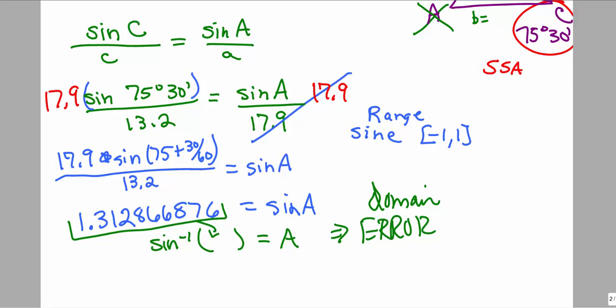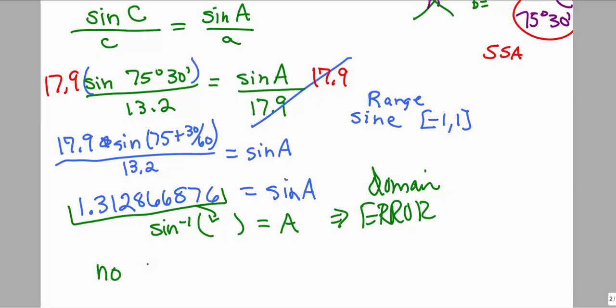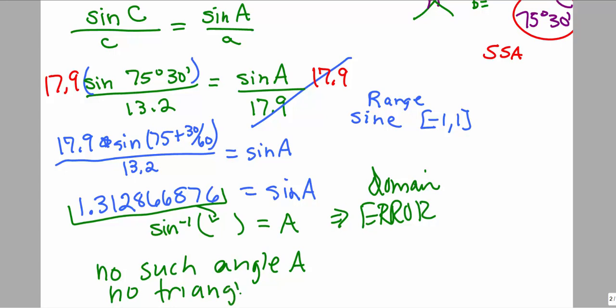If there is no such angle A, then there is no possible triangle that would work with these given dimensions. So we see here that the side-side-angle case has led us to the possibility where we have no possible triangle that could be formed with the information that we were originally given.